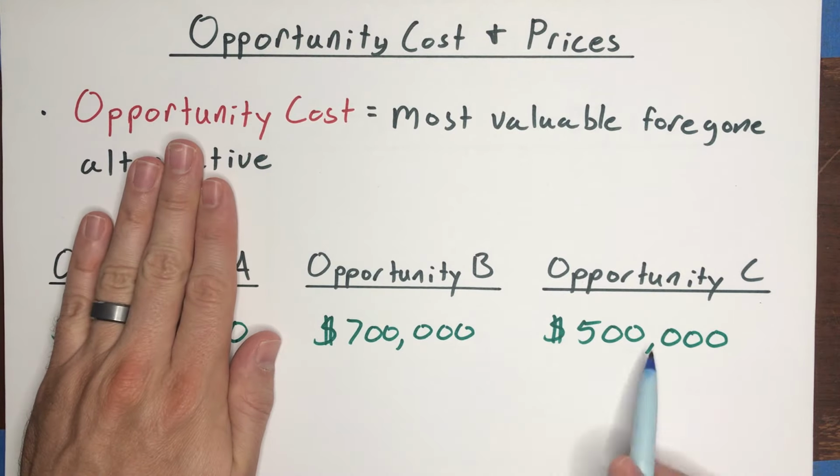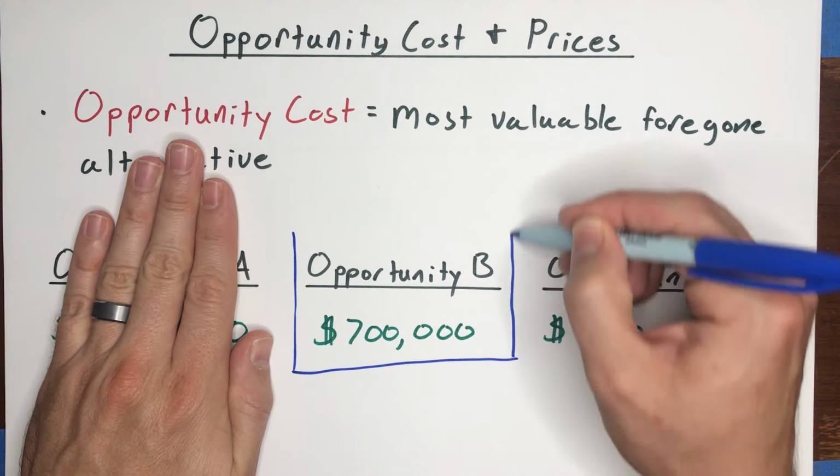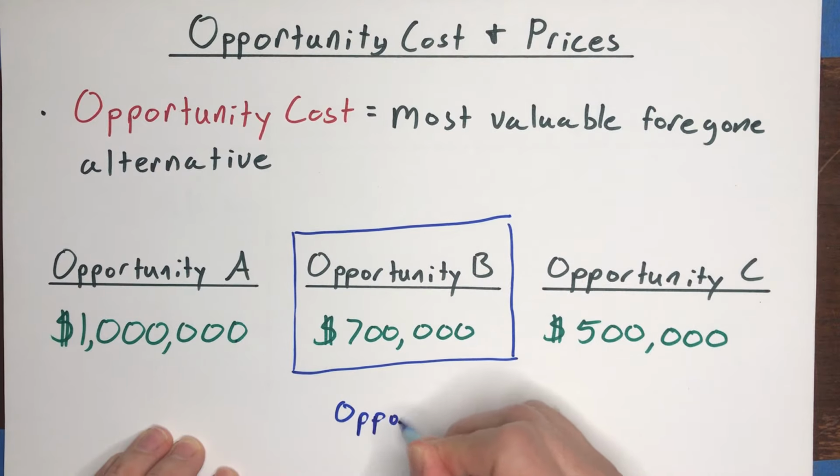So it's going to be the more valuable of your foregone alternatives. It's going to be opportunity B. This would be your opportunity cost.